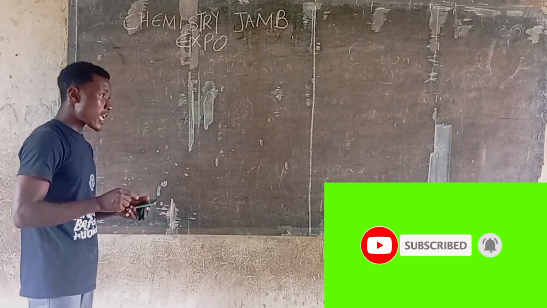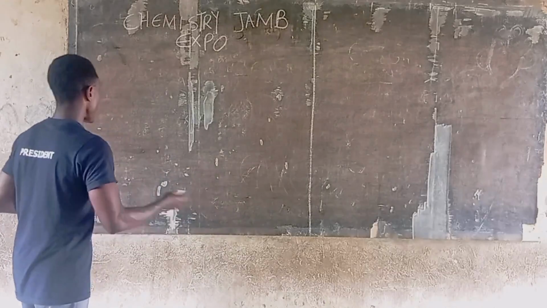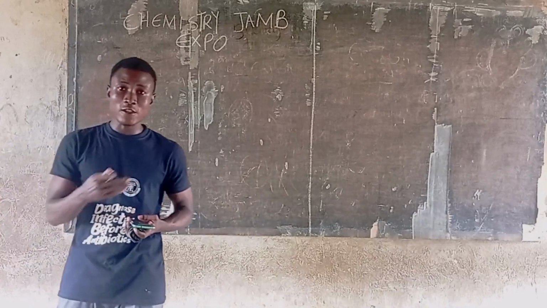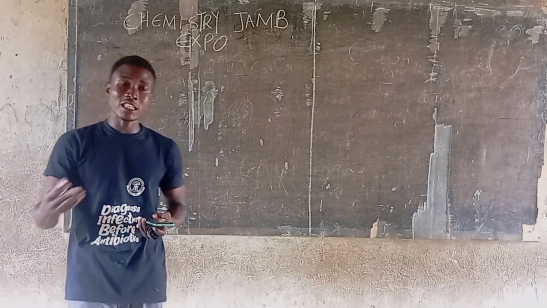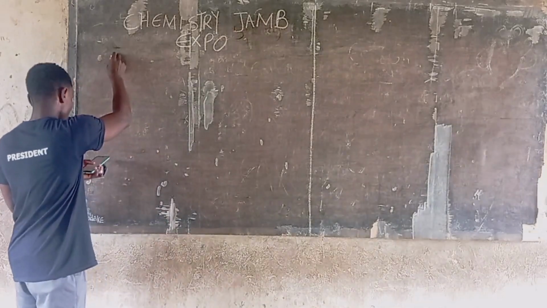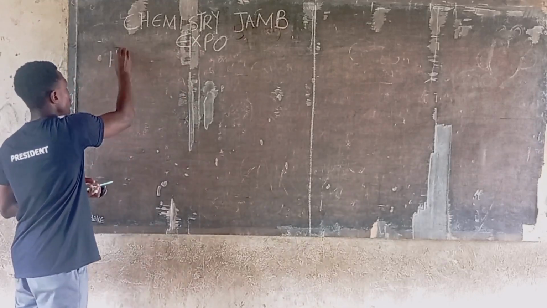And just like I've said today, we are going to talk about the industrial and laboratory preparation of some substances. So first of all, we are going to talk about the first substance on our list, or the first element, which is known as hydrogen. The industrial and laboratory preparation of hydrogen. This is hydrogen on the board.